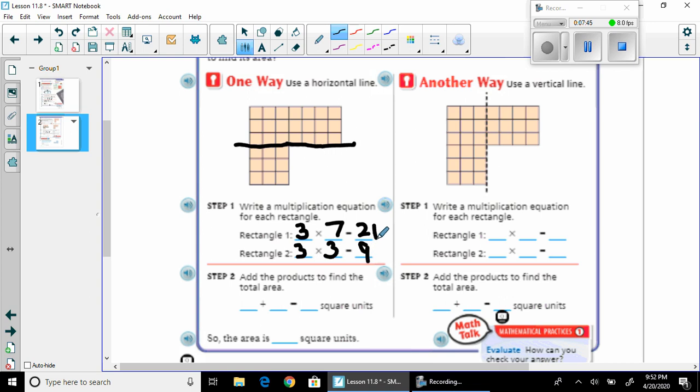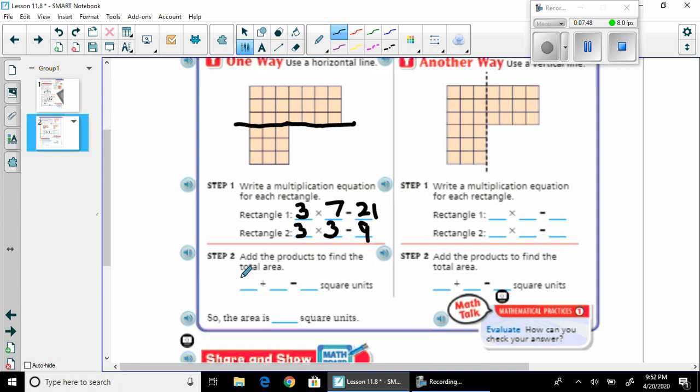All right, so down below, I'm going to add up my 2 products to find my total area. So I'm going to take 21 plus 9, okay, equals 30. All right, so our area in square units would be 30. Okay, now again, a way to check this would be to add up all your squares, and you should count 30.